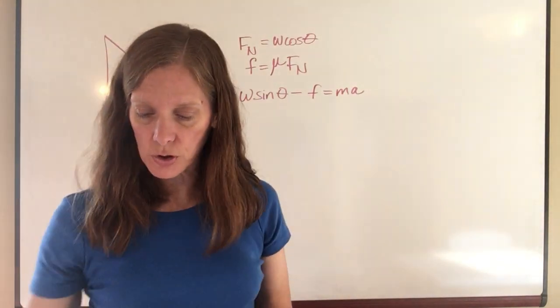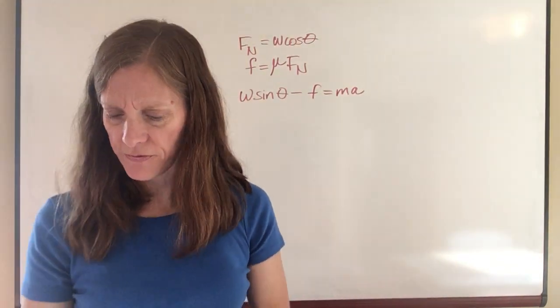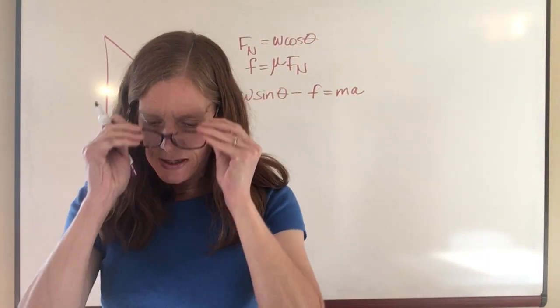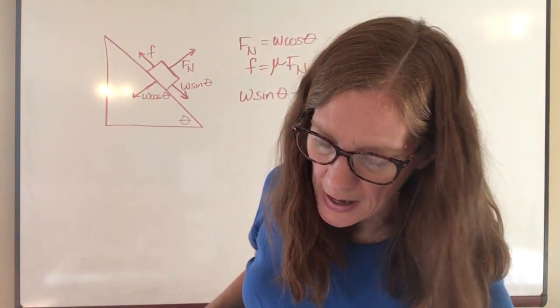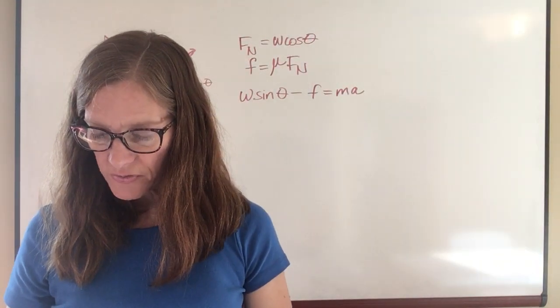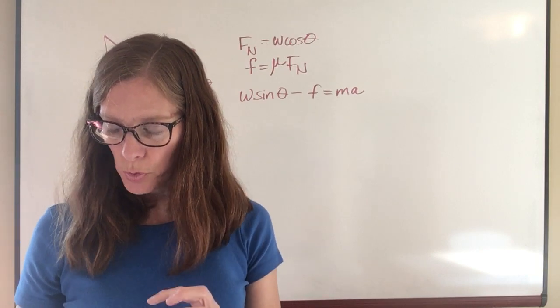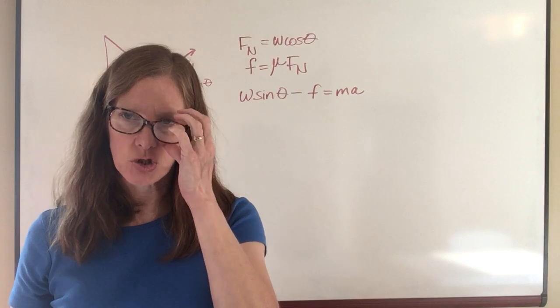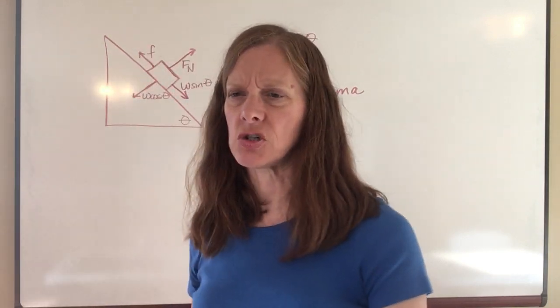So let's look at example 6.5. In example 6.5, he says a 35 Newton block slides down a board that is inclined at 30 degrees. If the coefficient of kinetic friction between the block and the board is 0.12, what is the block's acceleration? Okay, so let's get this information in here.